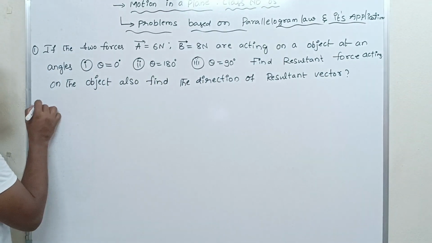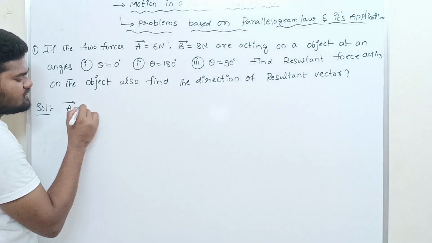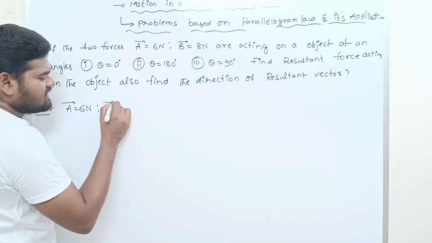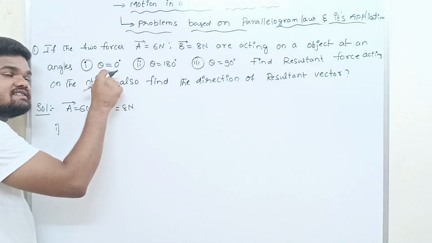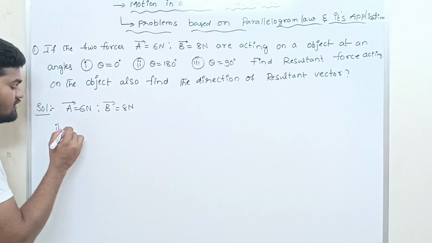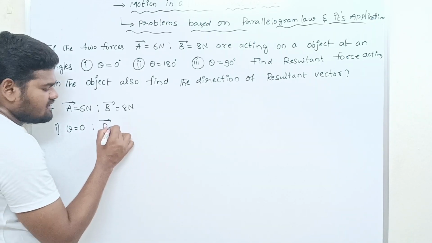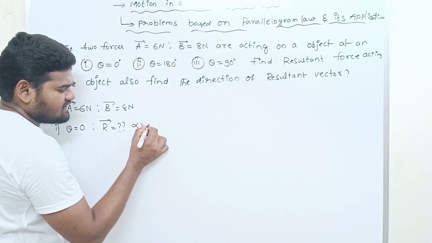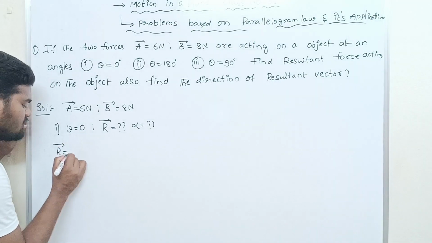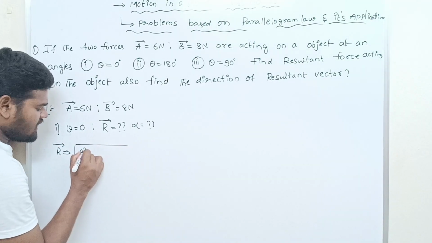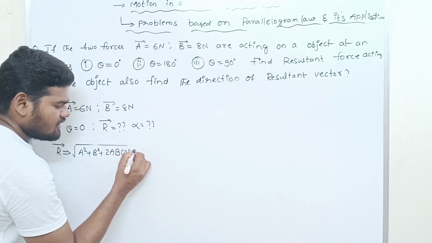Solution. They have given vector A is equal to 6 newtons and vector B is equal to 8 newtons. First, we have to find the resultant force at theta equal to 0 degrees, and also the direction of the resultant vector. We have the formula: resultant vector R is equal to under root of A square plus B square plus 2AB cos theta.